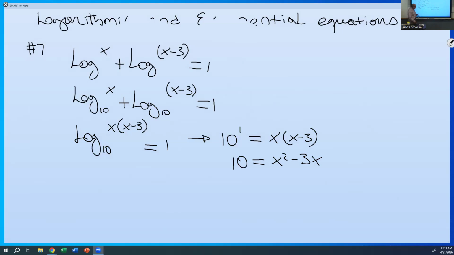Subtract the 10 and add the 3x, from both sides. So you have x squared minus 3x minus 10 is equal to 0. So my question is, what do we do next? Sorry, that is not to the third power, it's the second power. You have a quadratic trinomial with leading coefficient 1. What do we do next?